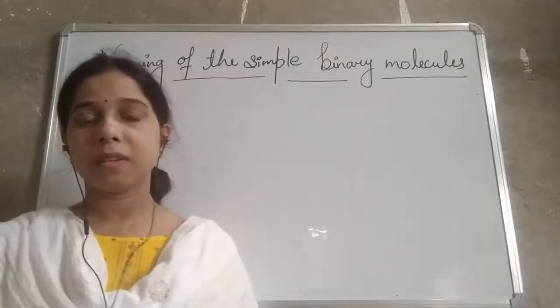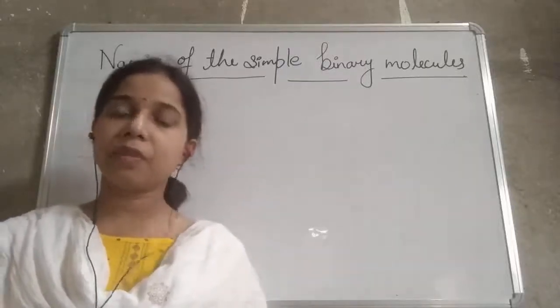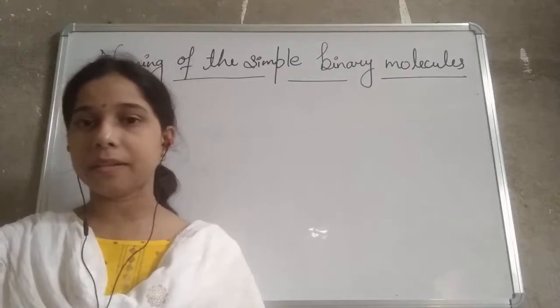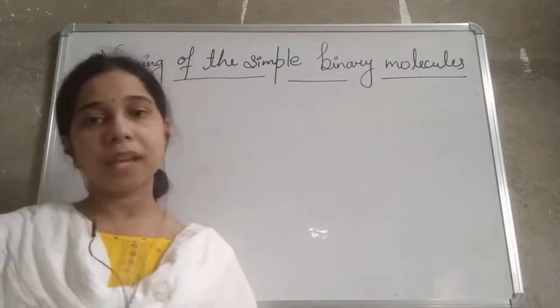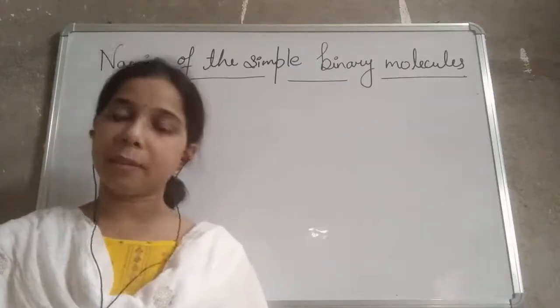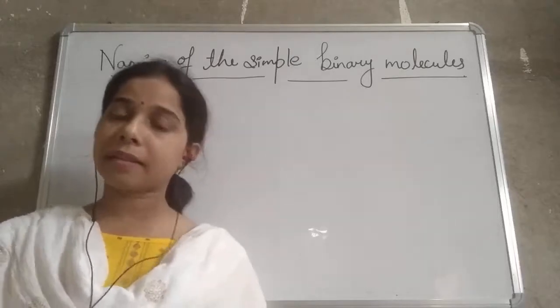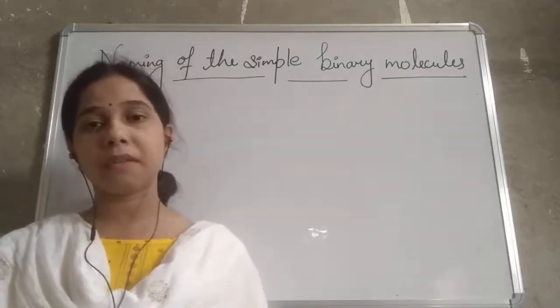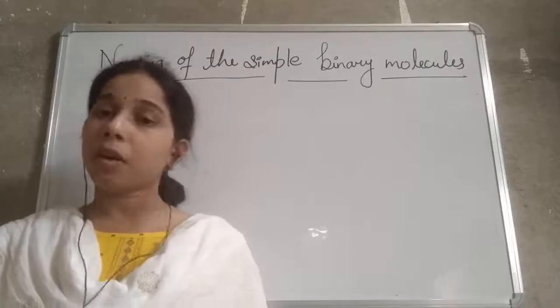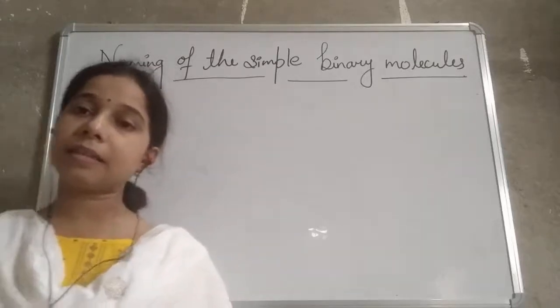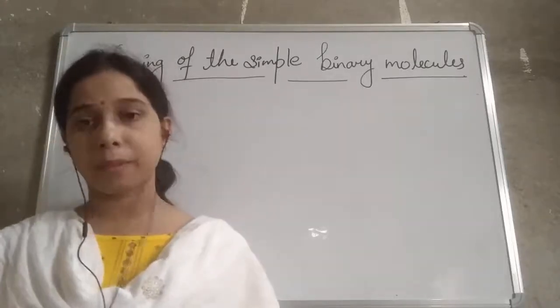Hello students. So in the previous class we were talking about valency and how we can find the valency of an element. We had discussed the different methods by which we can find the valency. What is valency, student? Valency is the combining capacity of the element.